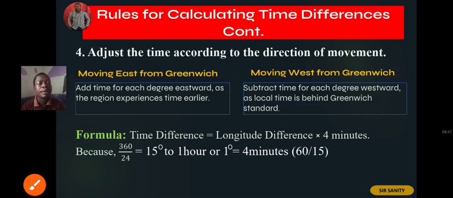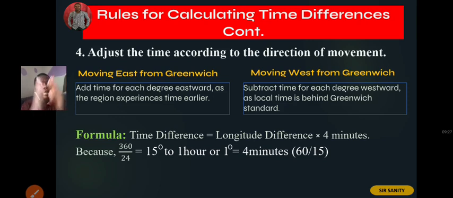Now, point 4, adjust the time according to the direction of movement. Moving east from Greenwich, you add time for each degree eastward, as the region experiences time earlier. So if the place you are looking for is located at the eastern part, you add the time difference you got from your calculation to the time given to you. If the place you are looking for is at the western part of the one given to you, then you subtract the time difference from the time given in the question.